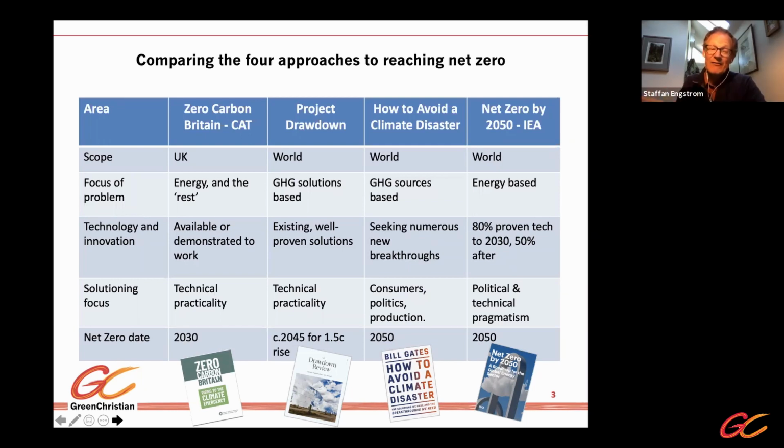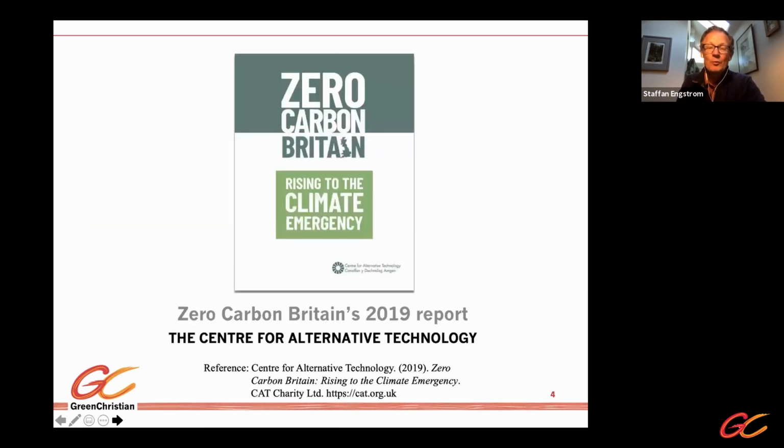And lastly, they have different dates. Zero Carbon Britain 2030, I can say hooray to that from an environmental perspective. Is it practical though? And the others have later dates in terms of achieving net zero. So first of these is Zero Carbon Britain, by the Centre for Alternative Technology. Perhaps I should call it the Centre for Existing and Established Technology, because they've taken that approach here.